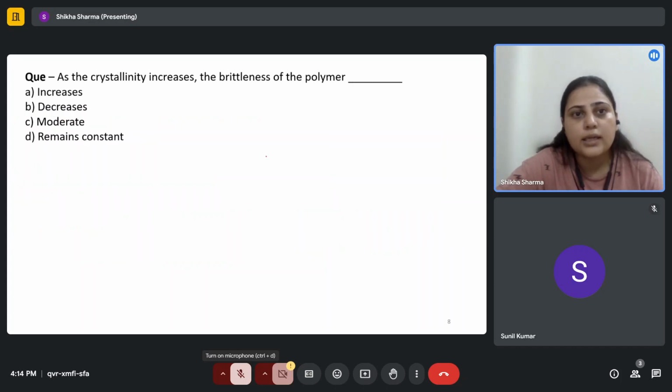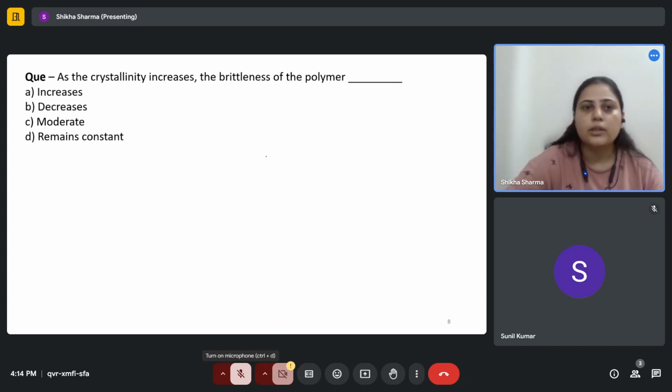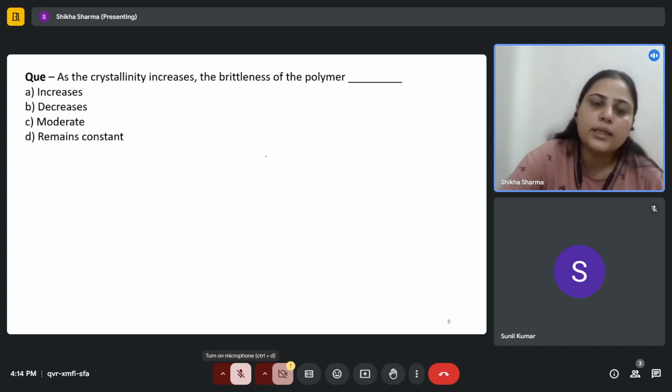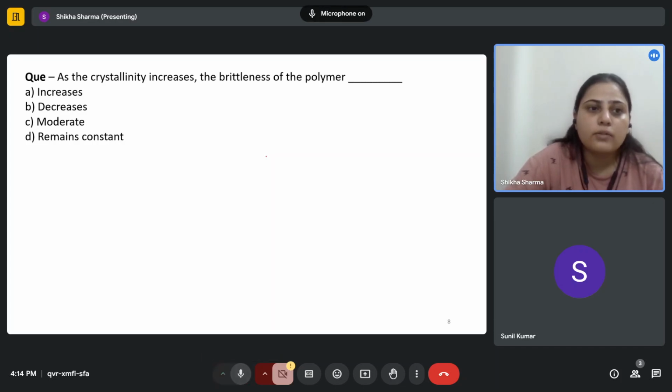Next is, as the crystallinity increases, the brittleness of the polymer: increases, decreases, moderate, or remains constant. So, what is the correct answer? We just discussed that if something is more crystalline, it means it is closely packed or more ordered; the polymer will be packed in a more ordered structure. So its brittleness, will it increase, decrease, moderate, or remain constant? Anybody?